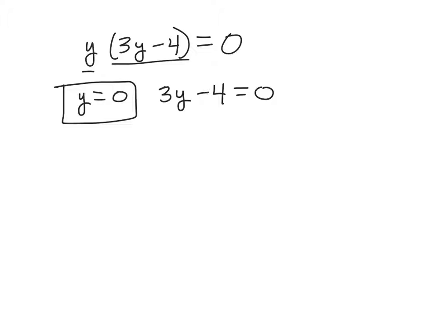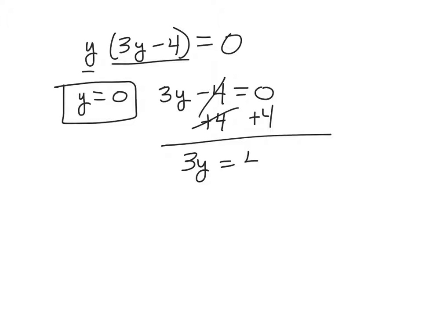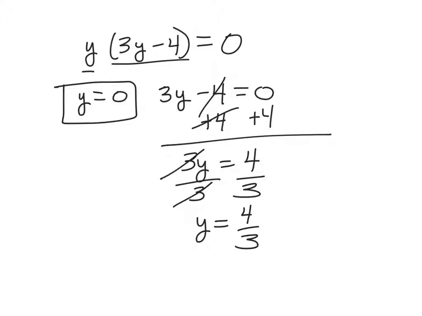If 3y minus 4 is equal to 0, I could add 4. Those cancel, so I have 3y equal to 4. And divide by 3. And I'd have y equal to 4/3.